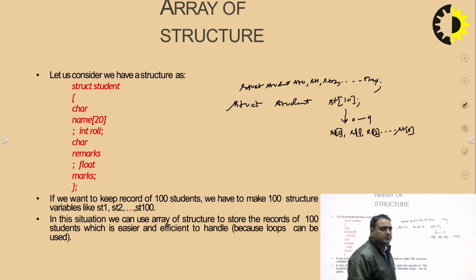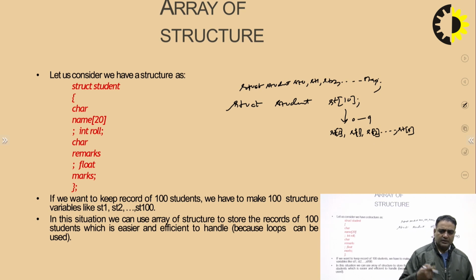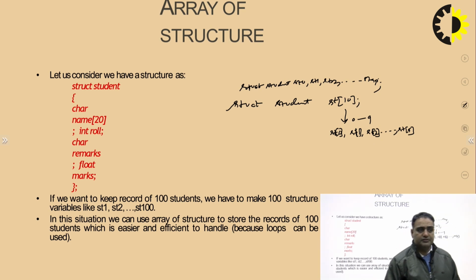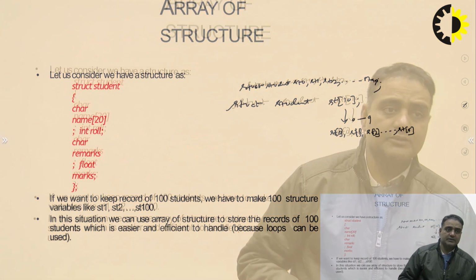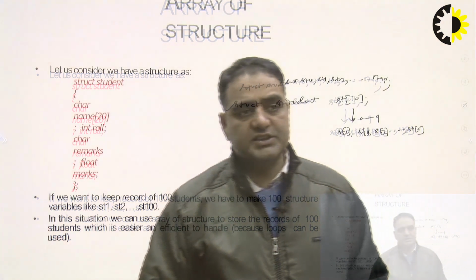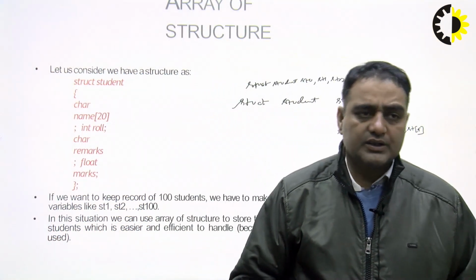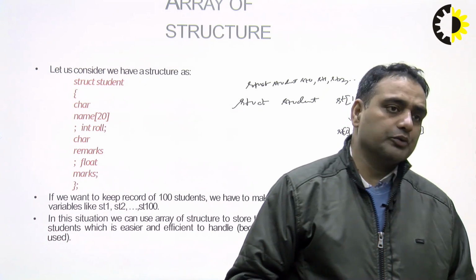Easier handling means you can easily get all the information from the keyboard, and all the information can be easily assigned to these particular structure variables, and you can access these structure variables in a better way using loops.